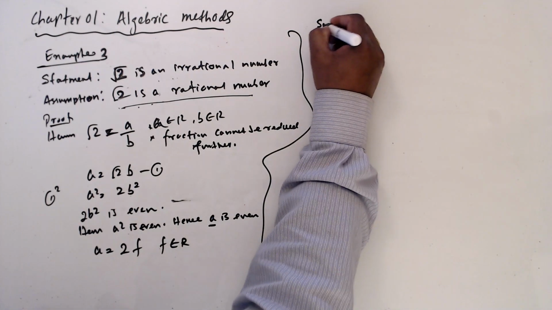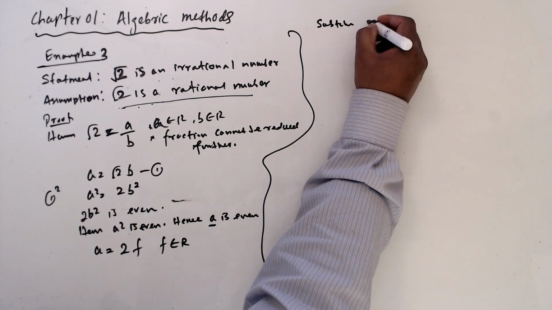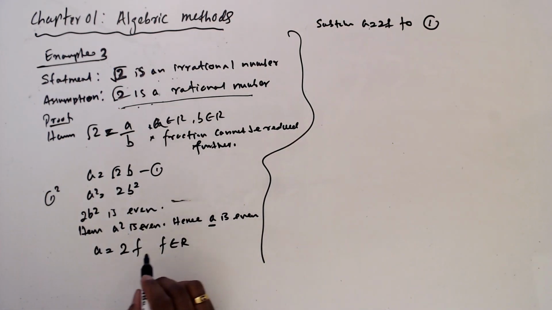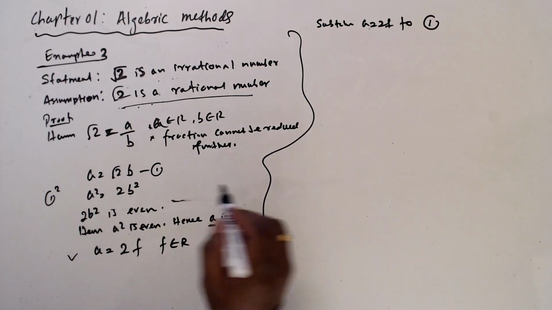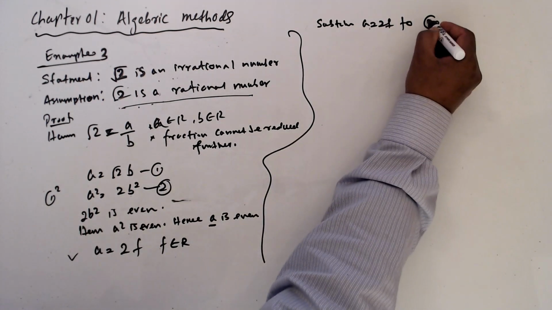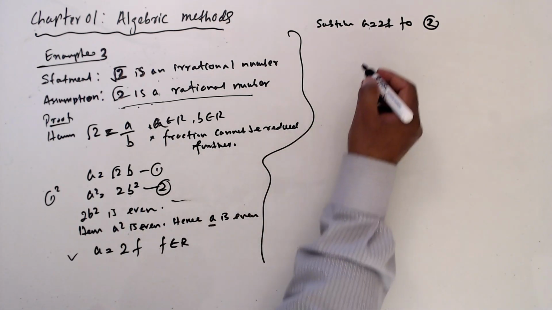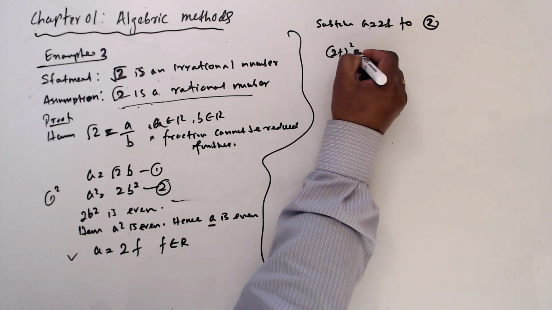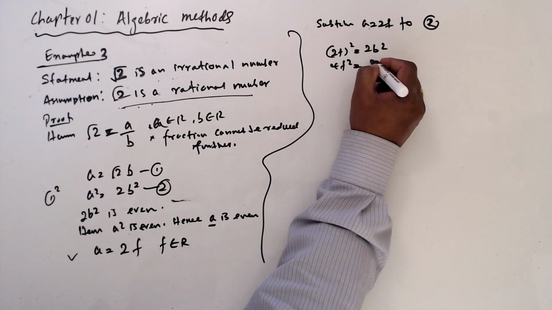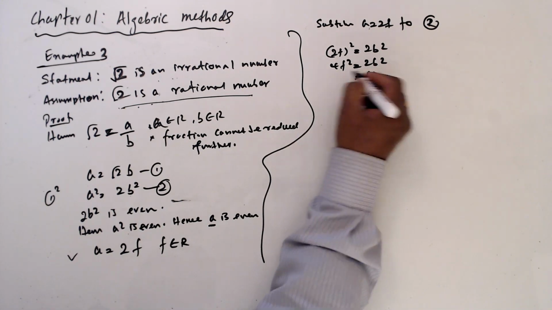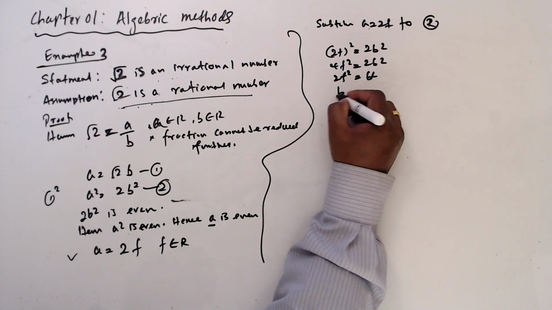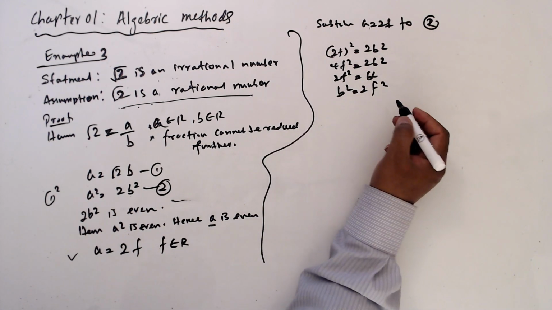Now I'm going to substitute a equal to f into equation 1. So part 1 is done now. From equation, actually I'll take this as equation 2. So now 2f square plus 2b square. So 4 square is 2b square. So b square is 2f square. So I'll write b square equal to f square.